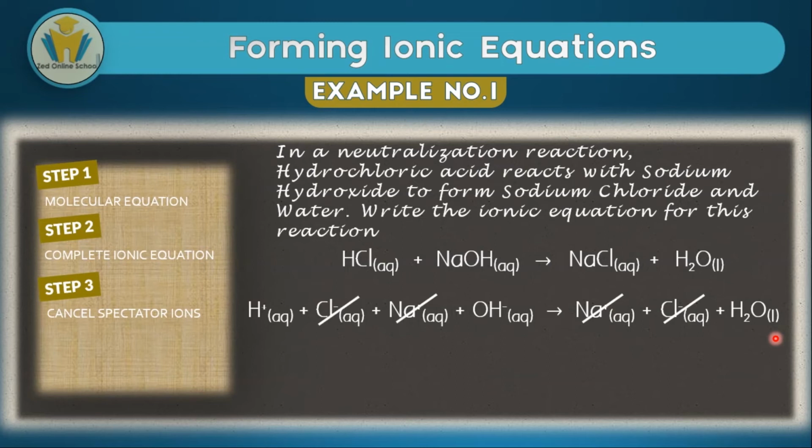Now, the ions that remain are what will be included in our net ionic equation. So you can see there's a hydrogen ion here and a hydroxide ion there. On our product side, you can see there's a molecule of water, and so we just write these three things and form the ionic equation, which is the net ionic equation.